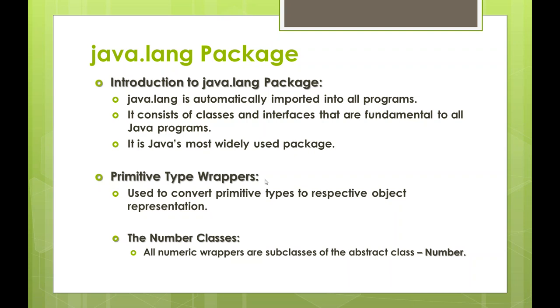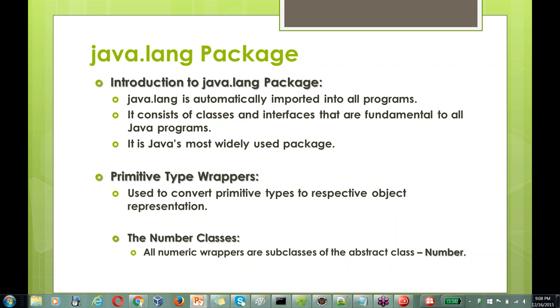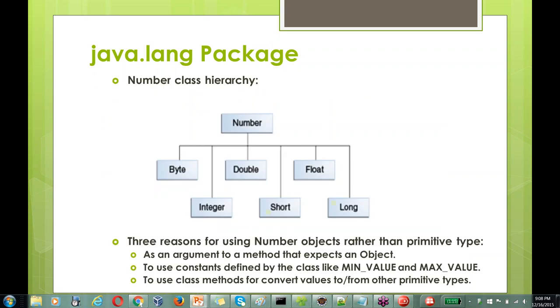Okay, at the root of all the numeric data types, that is your int, short, byte, long, float, double, there is an abstract class called Number. Okay, so all numeric data types extend from this abstract class and implement some of the common methods. Okay, let us see what those common methods are. So this is the hierarchy of the Number class.